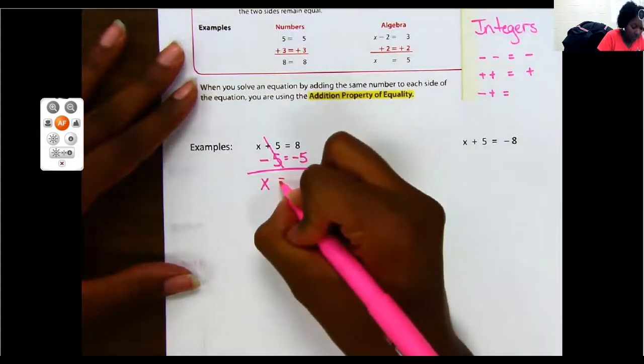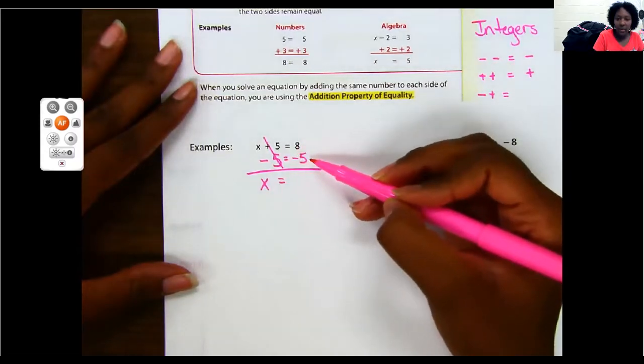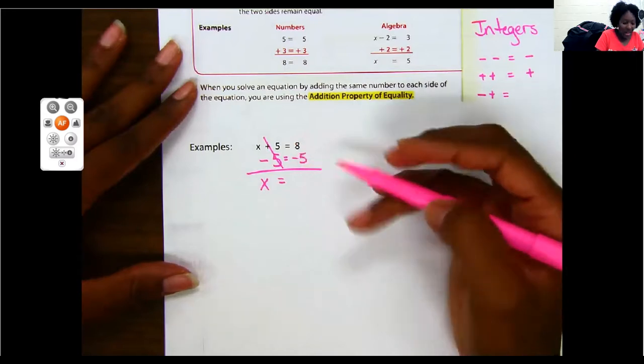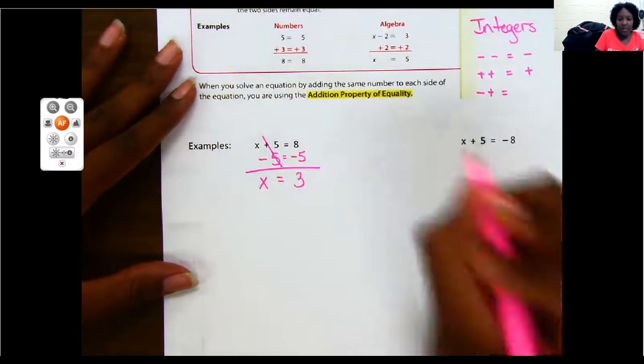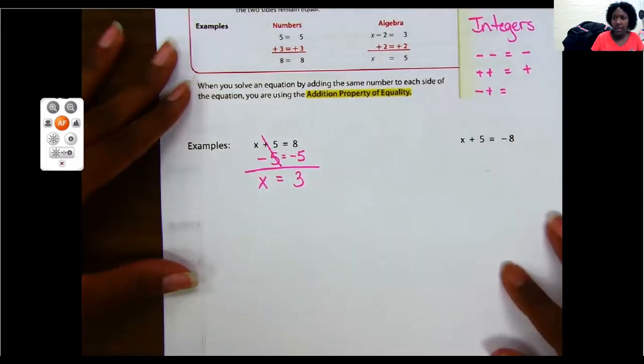I'm going to bring down my equal sign. And then on this side of the equation, I have 8 minus 5. 8 minus 5 will give me 3. Now, don't just slap that in there as an answer. You can check to make sure.